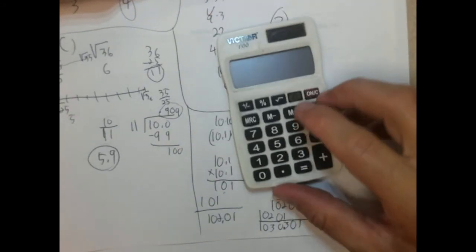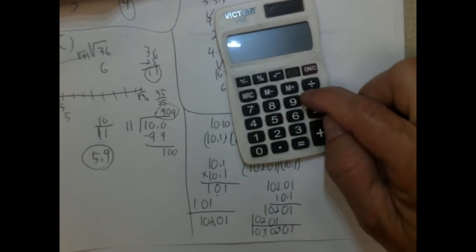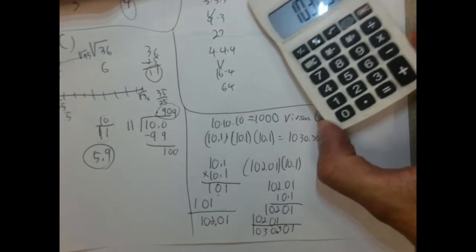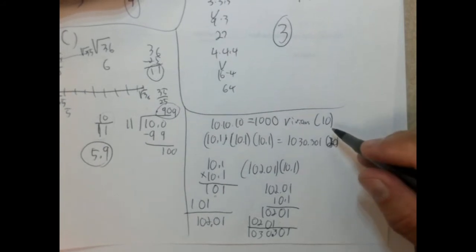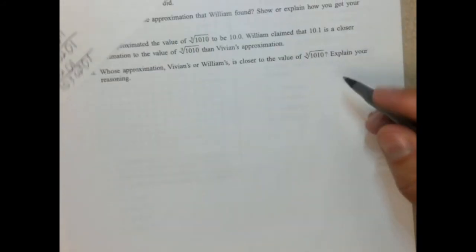Let's see if I screwed it up. I don't think I did. 10.1 times 10.1 times 10.1. I did it right, okay. I wasn't sure if my math was off there. So yeah, this is actually 20 away. So even just by adding that 1/10 of it, that made it too large, so Vivian is the most accurate.